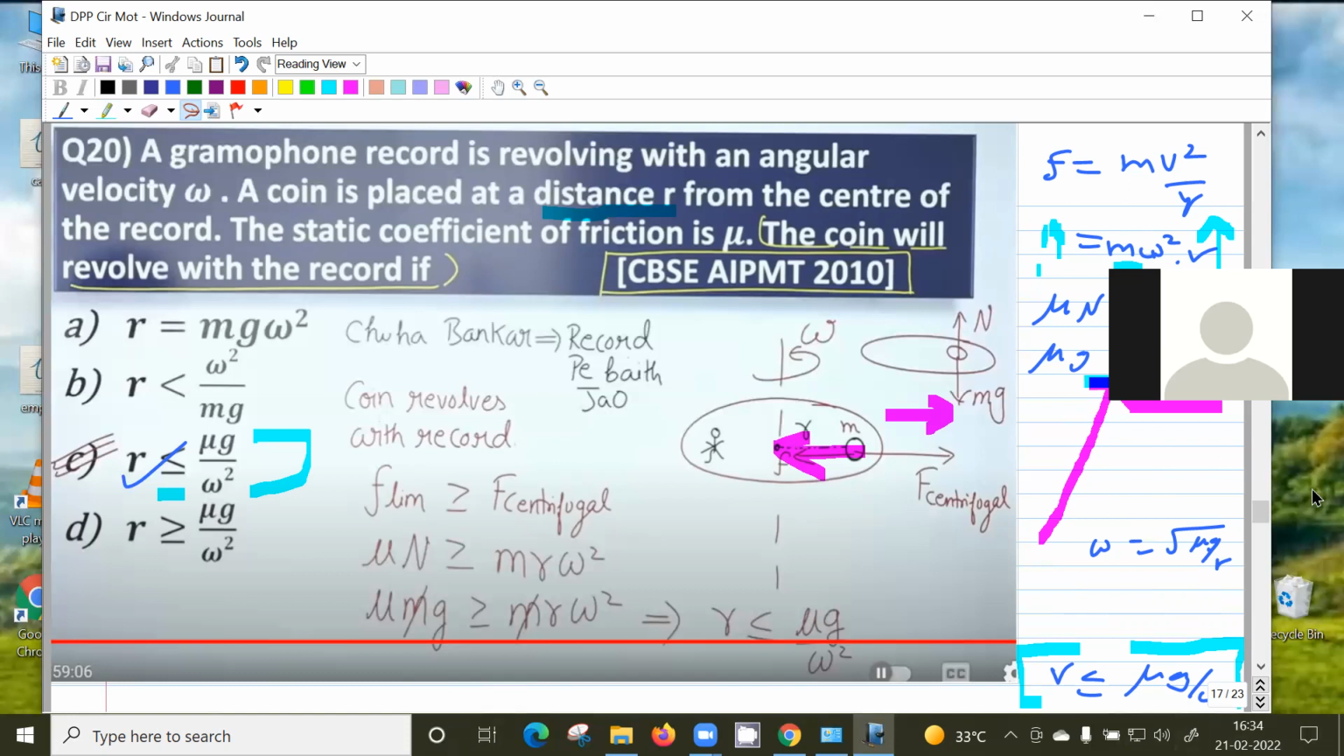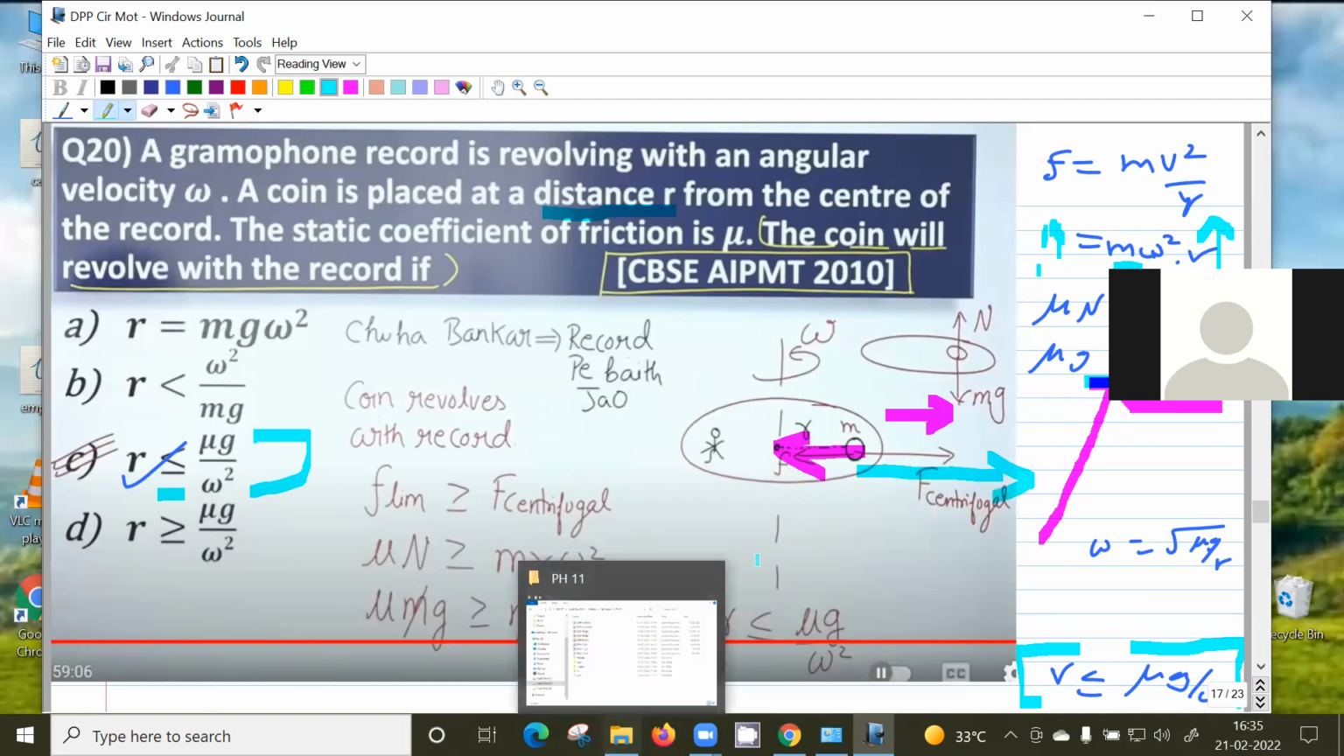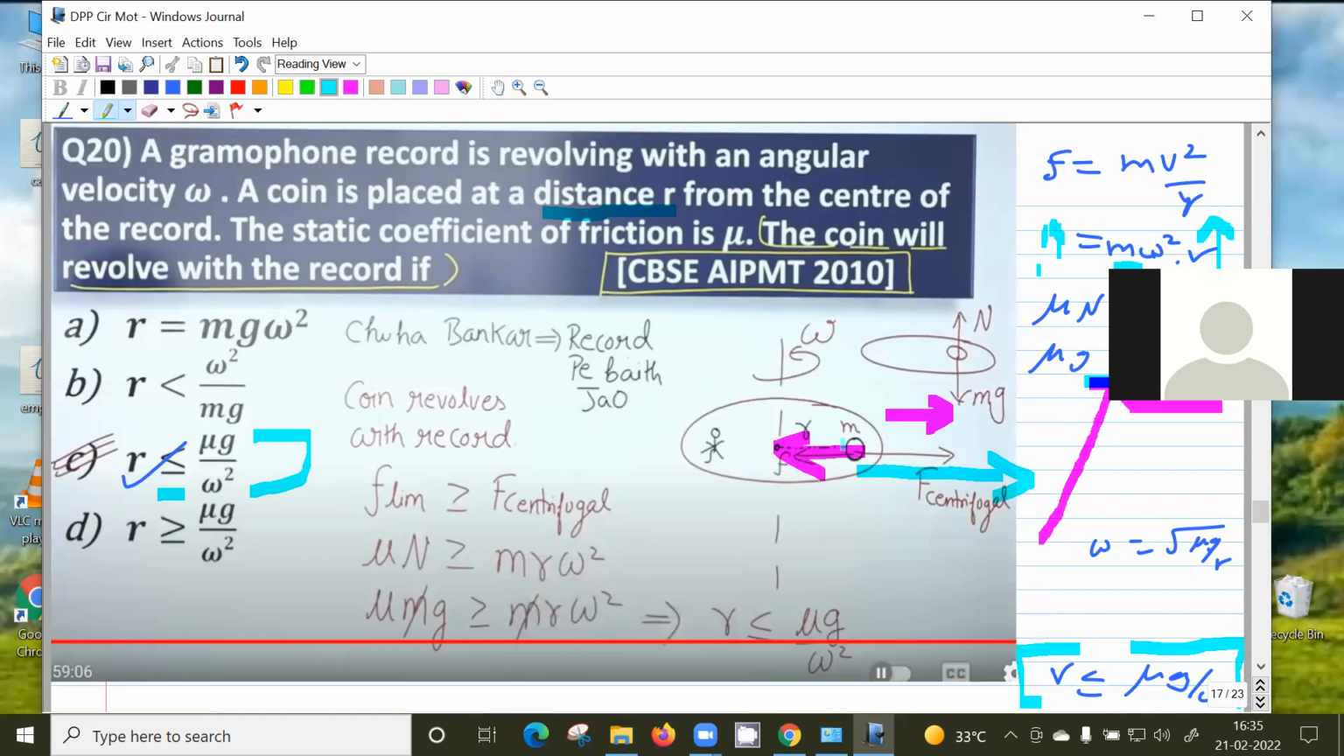Okay. What if R is greater than that value, sir? It will start slipping. The friction force will be less, and the centrifugal force will be more, so it will slip and move outside. It will start slipping and move outwards, because the centrifugal force is more than the maximum value of the friction force. Okay.